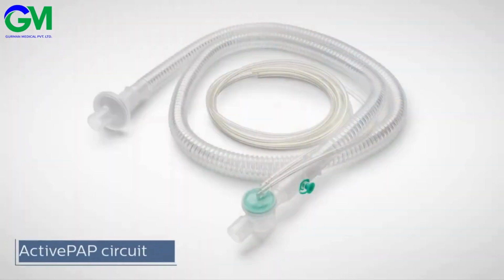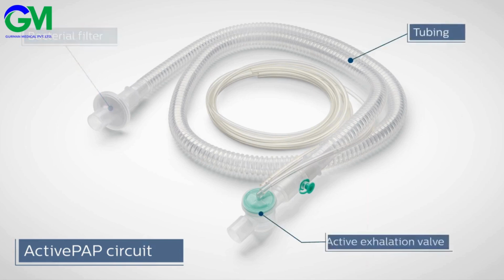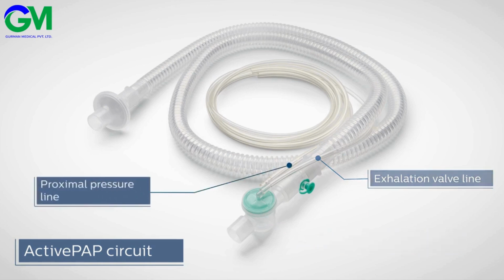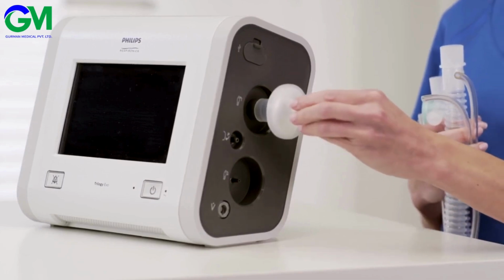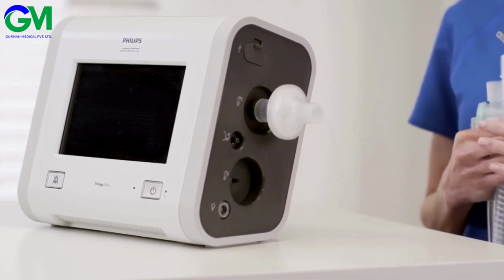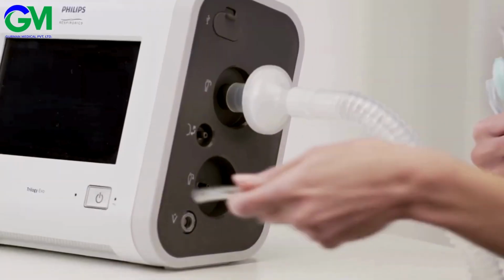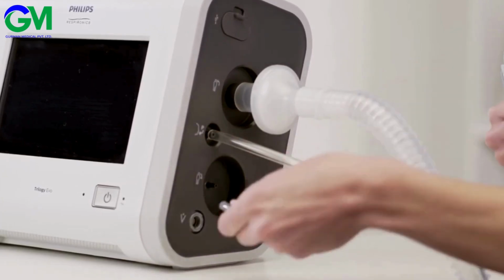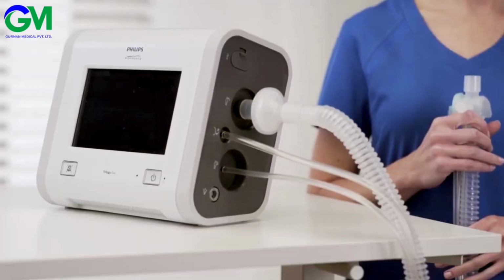The active PAP circuit consists of a bacterial filter, tubing, active exhalation valve line, and the smaller proximal pressure line. Connect the bacterial filter and tubing to the inspiratory port. Now attach the proximal pressure line to the proximal pressure port and the active exhalation valve line to the active exhalation valve connection. The active PAP circuit is now complete.